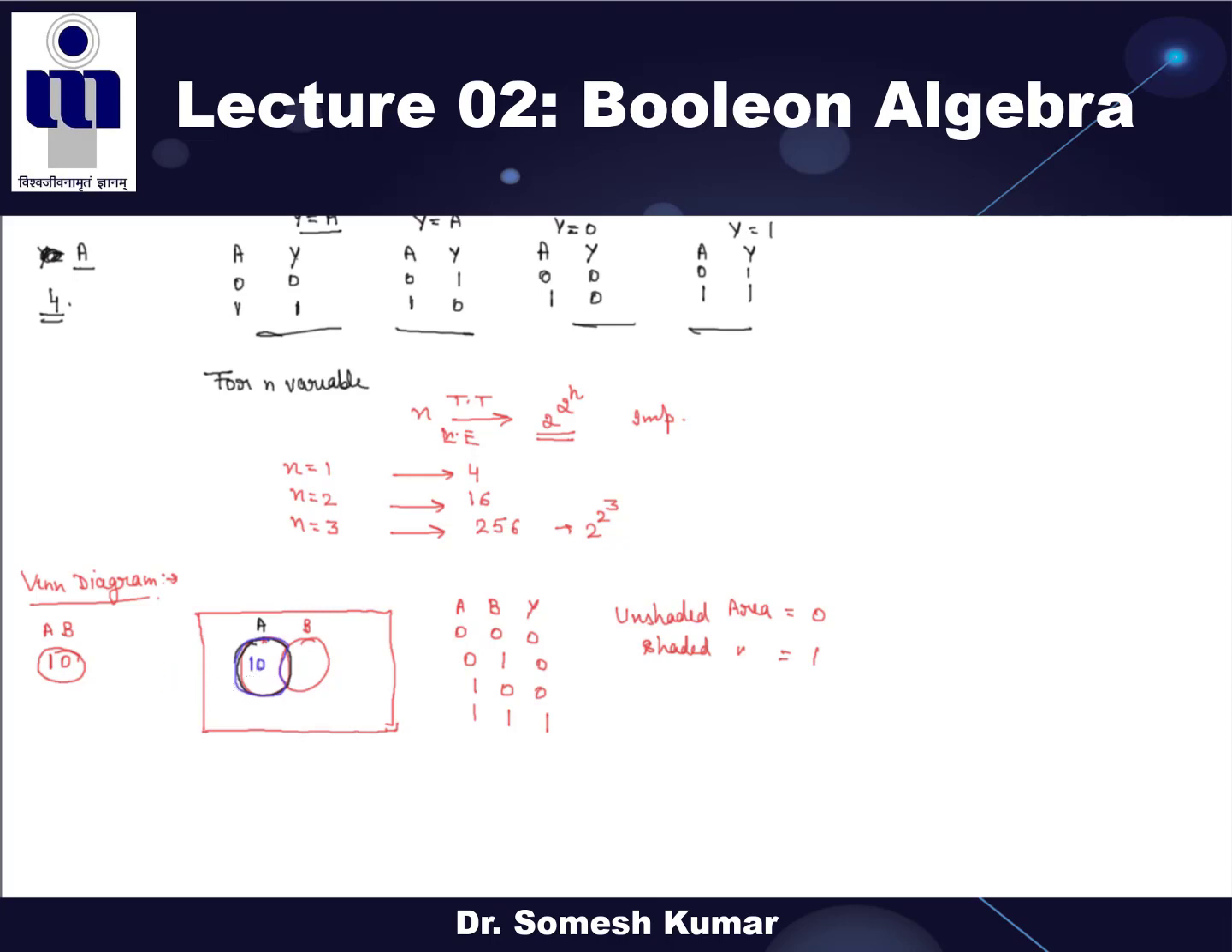What is now 0 1? So this is your 0 1. Clear? Now what is 0 0? The next one will be 0 0, whatever is left over. Clear? What is 1 1? This is the main one.